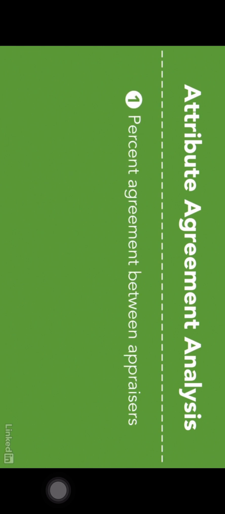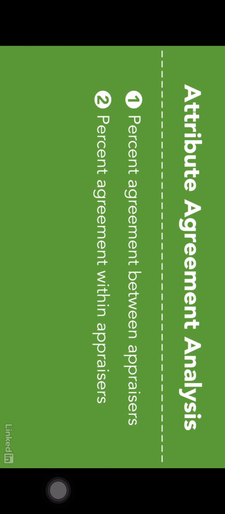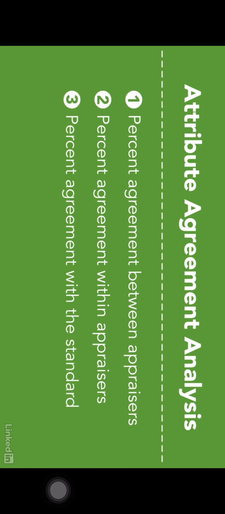This type of MSA is called attribute agreement analysis. In attribute agreement analysis, you want to evaluate 3 calculations. First, the percent agreement between appraisers, which measures reproducibility. Next, the percent agreement within appraisers, which measures repeatability. And the percent agreement with the expert or standard.